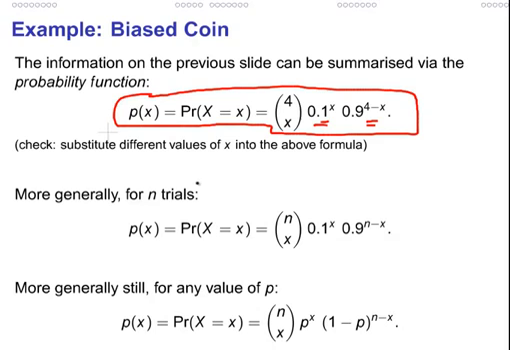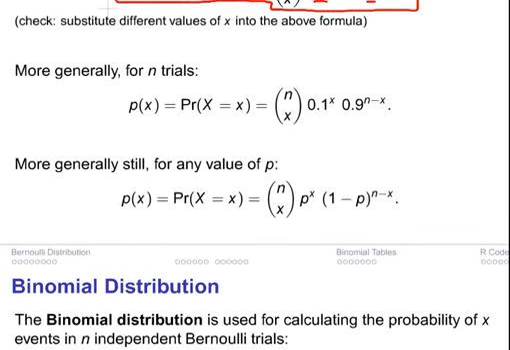Now, for n trials, it doesn't have to be four. It could be five, six, seven. We just replace four by n. And we're stuck with the probability of p being 0.1, but suppose it was any probability. Then it would be p to the x times 1 minus p to the n minus x, for each possible outcome.